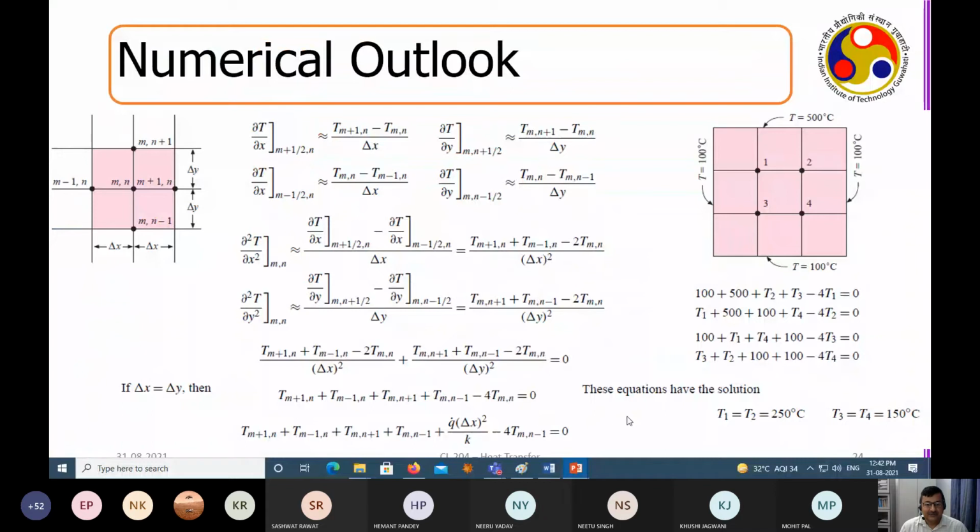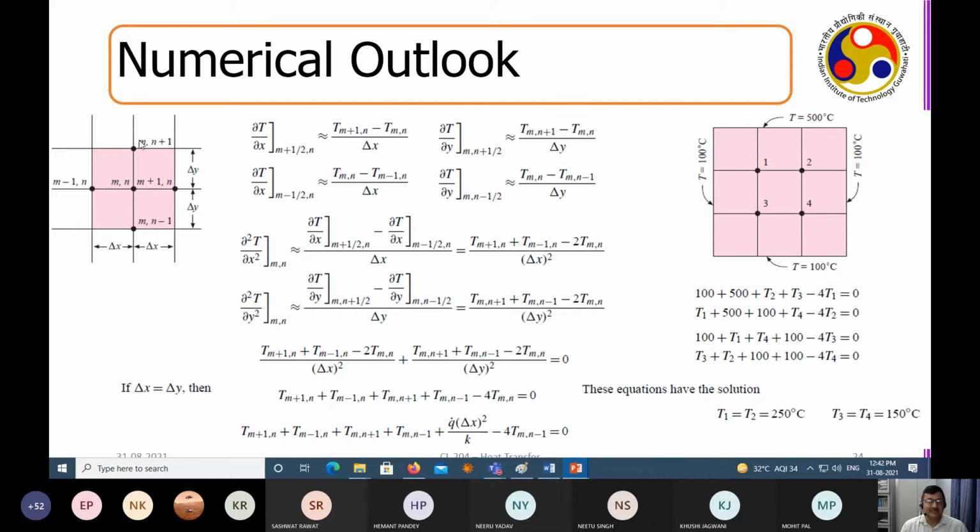So del square T by del x square is (T(m+1,n) + T(m-1,n) - 2T(m,n)) divided by delta x square, plus (T(m,n+1) + T(m,n-1) - 2T(m,n)) divided by delta y square. Now, if you assume x and y to be the same, this is called a structured grid. If you assume this to be a square box, delta x and delta y are the same, so that goes out. And what you obtain? All these things can be added into this. So this is an algebraic equation.